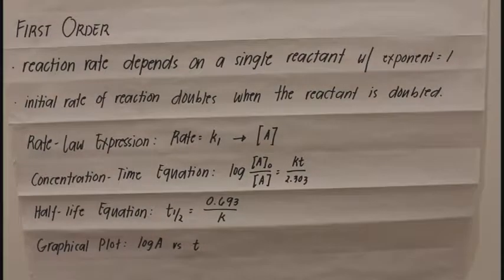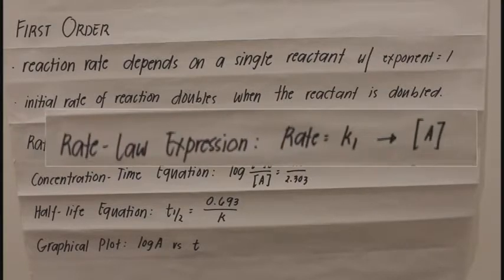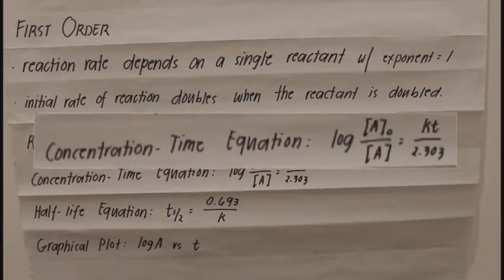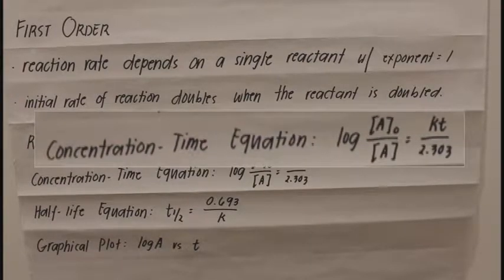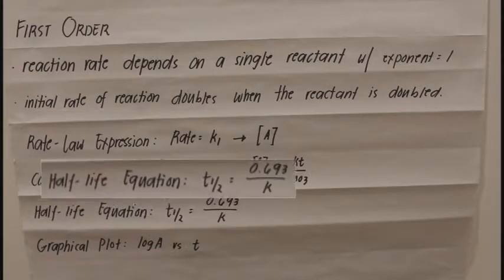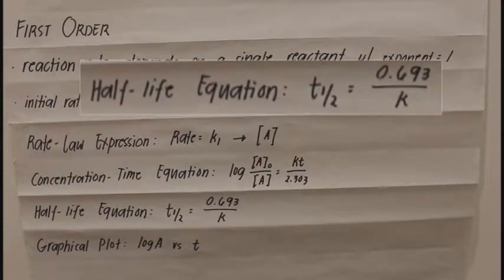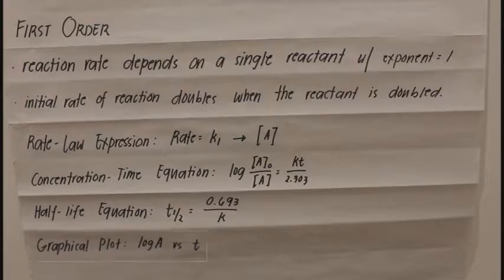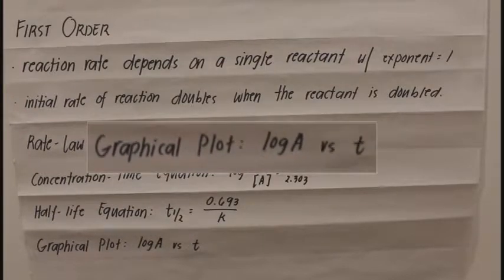Next is the first order. It depends on a single reactant with exponent equal to 1. Its initial rate of reaction doubles when the reactant concentration is also doubled. The rate law expression is where rate is equal to K sub 1 multiplied by the concentration of A raised to exponent 1. The concentration-time equation is the logarithm of the initial concentration divided by the concentration, equal to the constant multiplied by time divided by 2.303. The half-life equation is equal to 0.693 divided by the constant, and for the graphical plot, the logarithm of A is plotted relative to time.